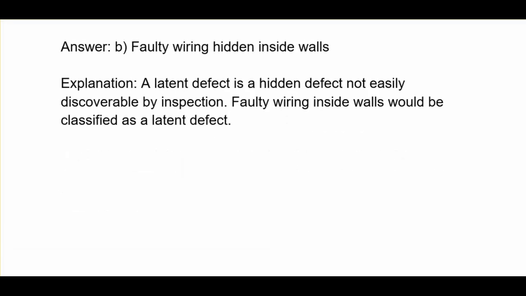B, faulty wiring hidden inside walls. A latent defect is a hidden defect not easily discoverable by inspection. Faulty wiring inside walls would be classified as a latent defect.